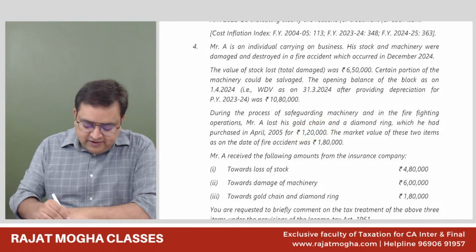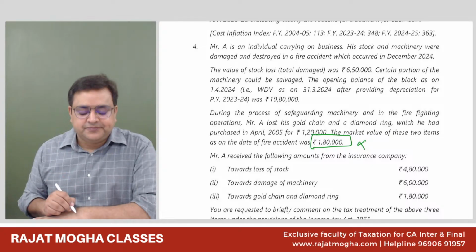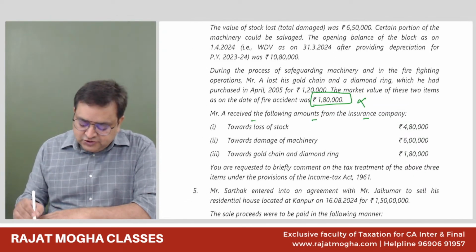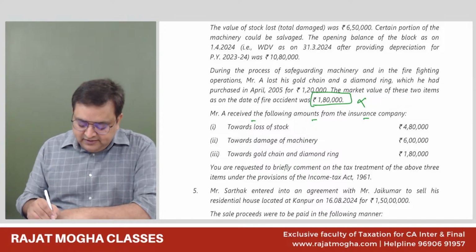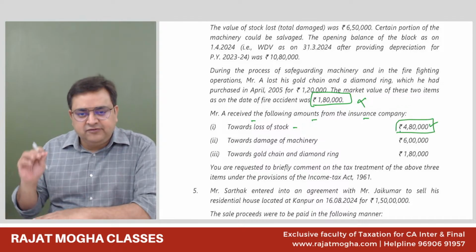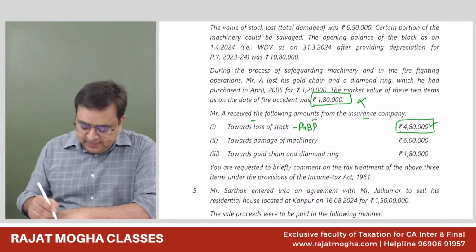So the market value will not make any sense. So this market value data is not relevant for us. Now, Mr. A received the following amount from the insurance company. He received towards loss of stock 4,80,000. We understand whatever he received, it will go in PGBP. This loss of stock is not capital gain, it will go in PGBP.